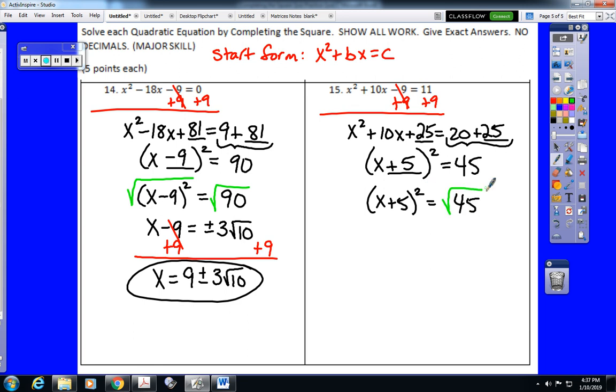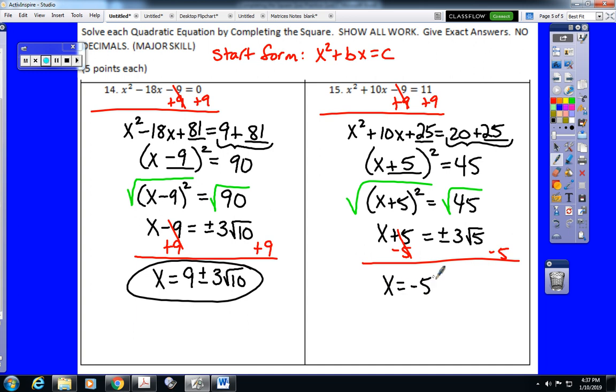We're going to take the square root of each side, which gives us x plus 5 equals plus or minus 3 root 5. Subtract 5 from each side. And again, those are not like terms, so the best we can do is negative 5 plus or minus 3 root 5. That does it for the solutions to our practice quiz.